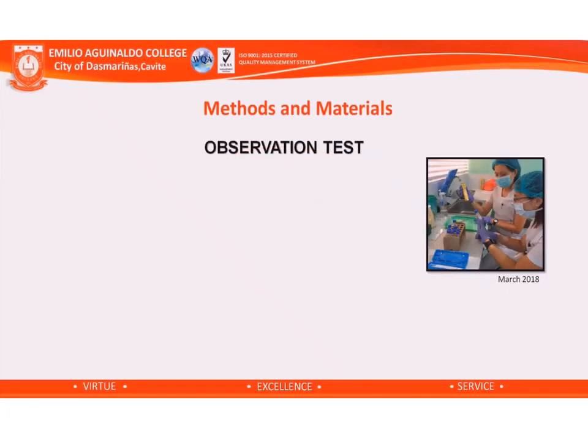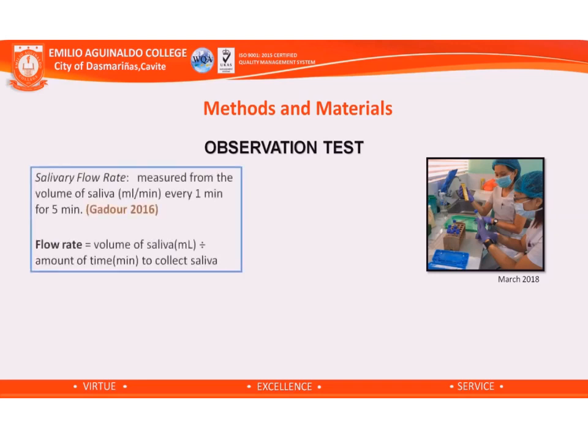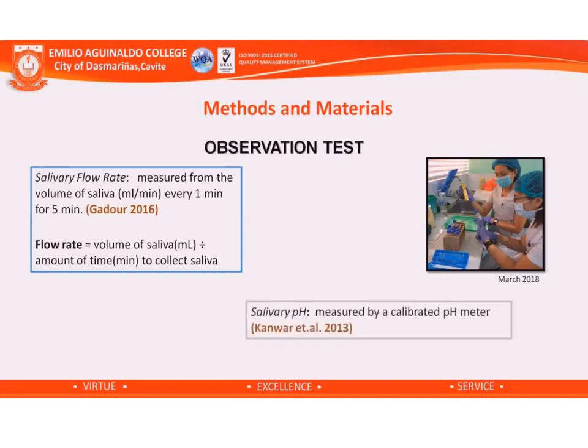For the observation test, persons who met the inclusion criteria were included in the study. For the salivary flow rate, it is measured from the volume of saliva every 1 minute for 5 minutes according to Gadur 2016. And for the salivary pH, it is measured by the calibrated pH meter. For stimulated saliva collection, all the participants were asked to chew orthodontic bands to stimulate saliva secretion.